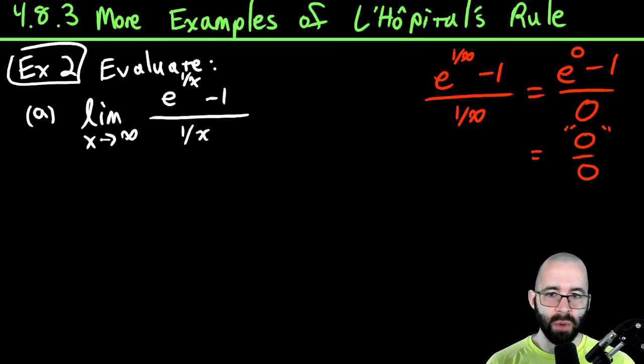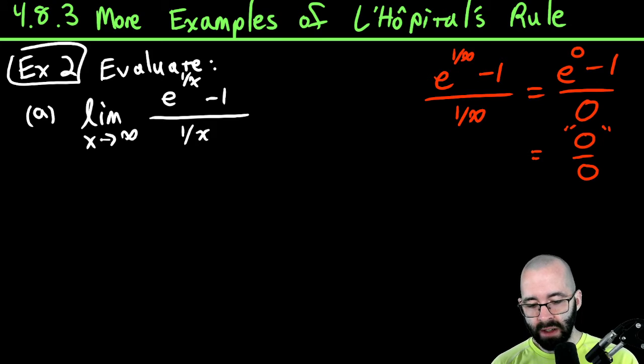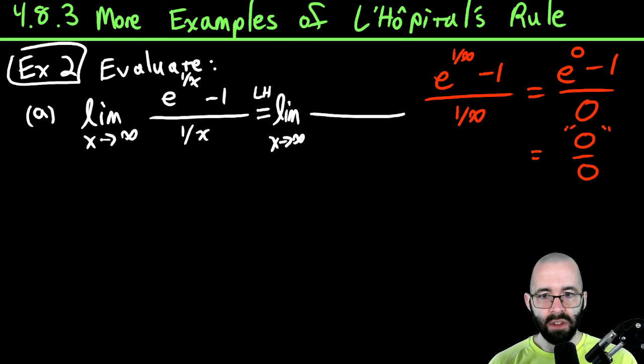Top is differentiable everywhere on its domain, which is everywhere except for 0. Bottom, continuous everywhere on its domain, everywhere except for 0. We can use L'Hopital's rule here. So this is going to equal, by L'Hopital's rule, the limit as x goes to infinity of the derivative of the top divided by the derivative of the bottom. Remember your derivatives. The derivative of an exponential function is itself.